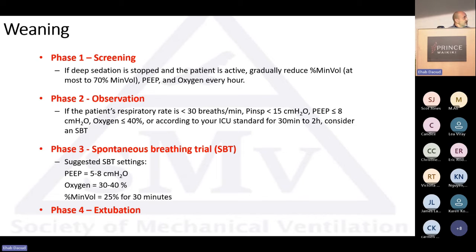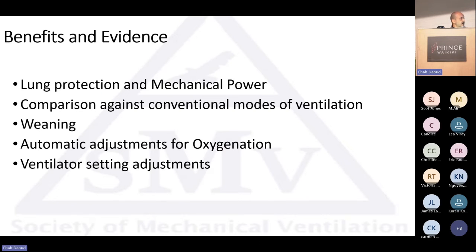Okay, benefits. We're going to talk a little bit about lung protection, mechanical power, comparison to other conventional modes of ventilation, weaning, and automatic adjustment of the ventilator. Of course, you will never be able to read this, and that's why I put it up.